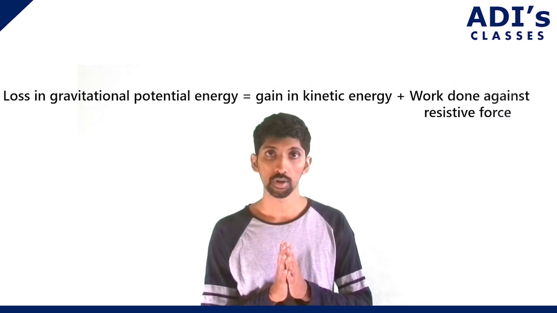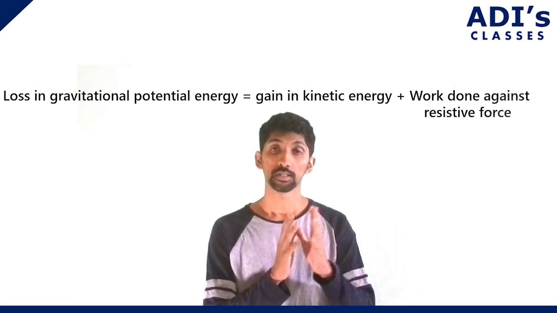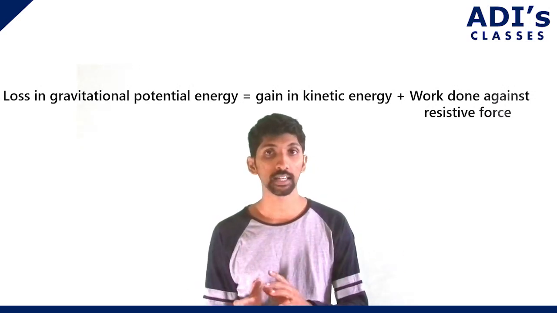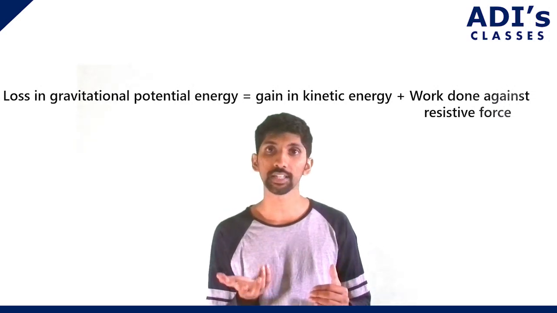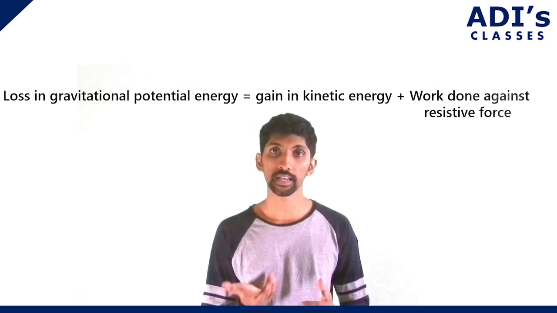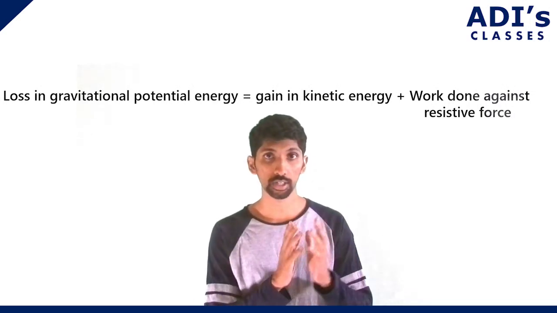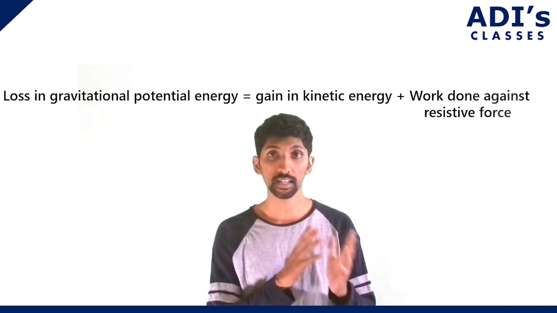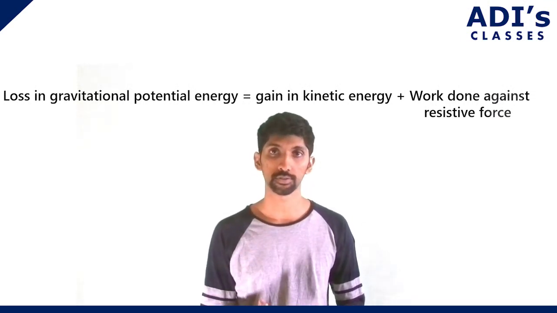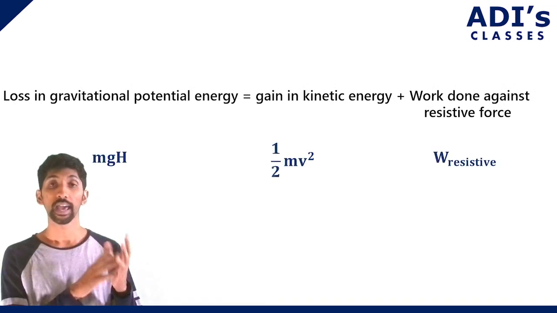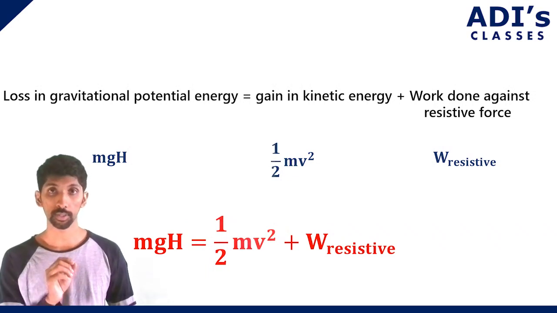Now in this case also, see, first thing is the gravitational potential energy. So that is the initial energy. The final energy is nothing but the kinetic energy with which it's moving plus the resistive energy, correct? Because of the viscosity of the air, there will be a little bit of resistance. So we have the gravitational potential energy is equal to gain in kinetic energy plus work done against the resistive force, right? So we have mgh is equal to ½mv² plus W resistive.